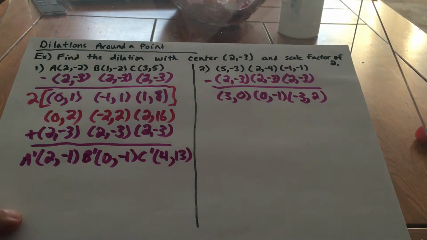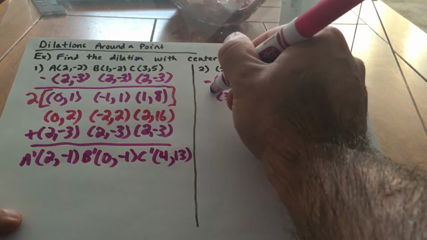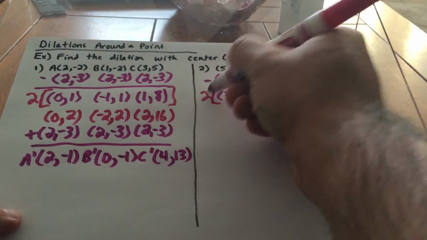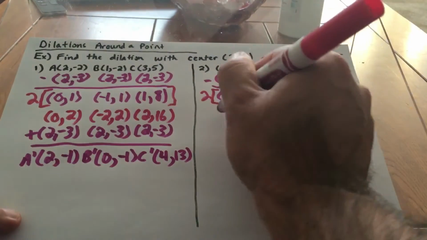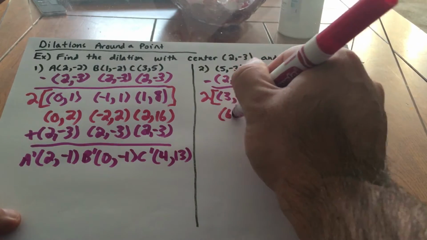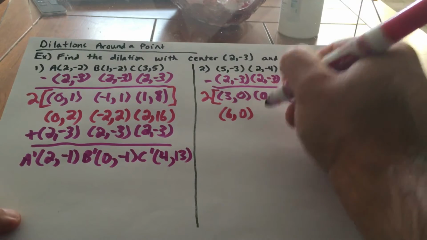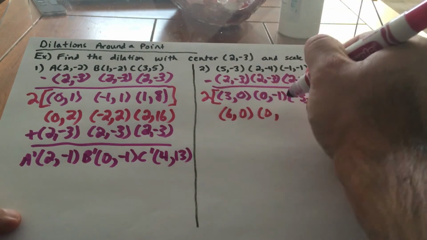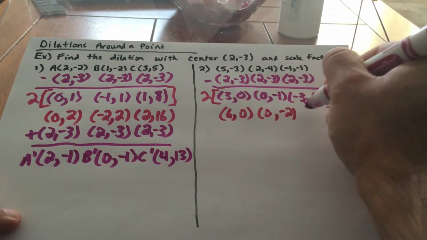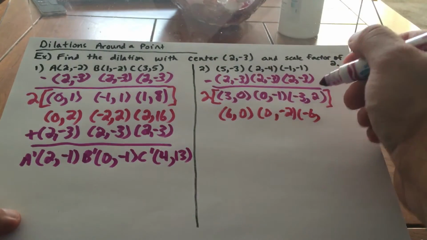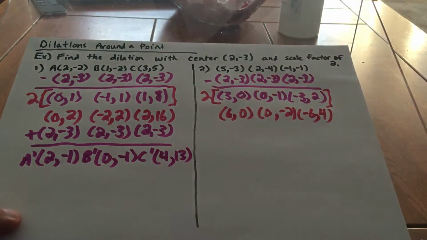And then we're going to take and use our scale factor to dilate the image. So that's a scale factor of 2. So we're going to multiply every point in there by 2. So that's 2 times 3 is 6. 2 times 0 is 0. Next point, 2 times 0 is 0. 2 times a -1 is a -2. And then finally, 2 times -3 is -6. 2 times 2 is 4.